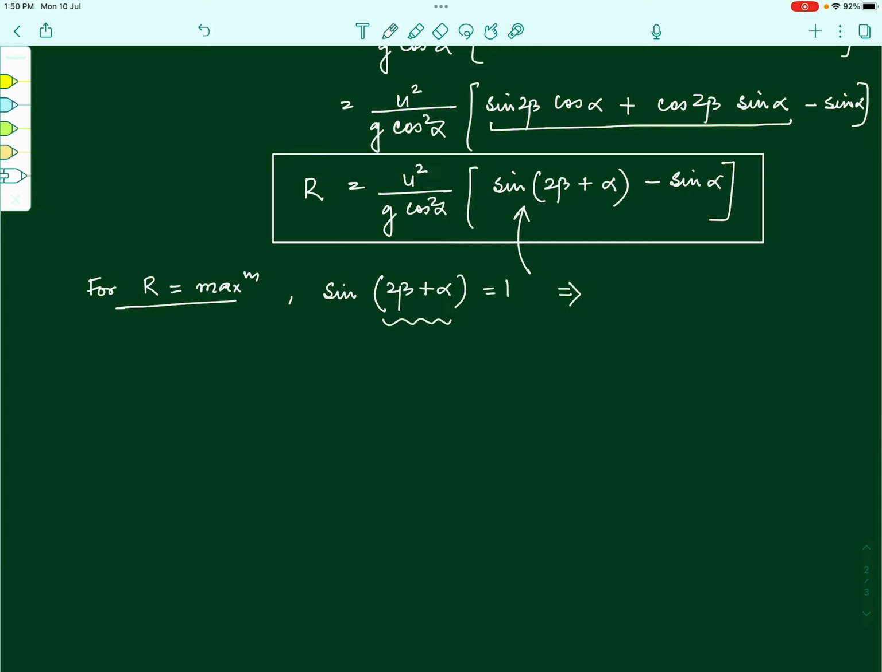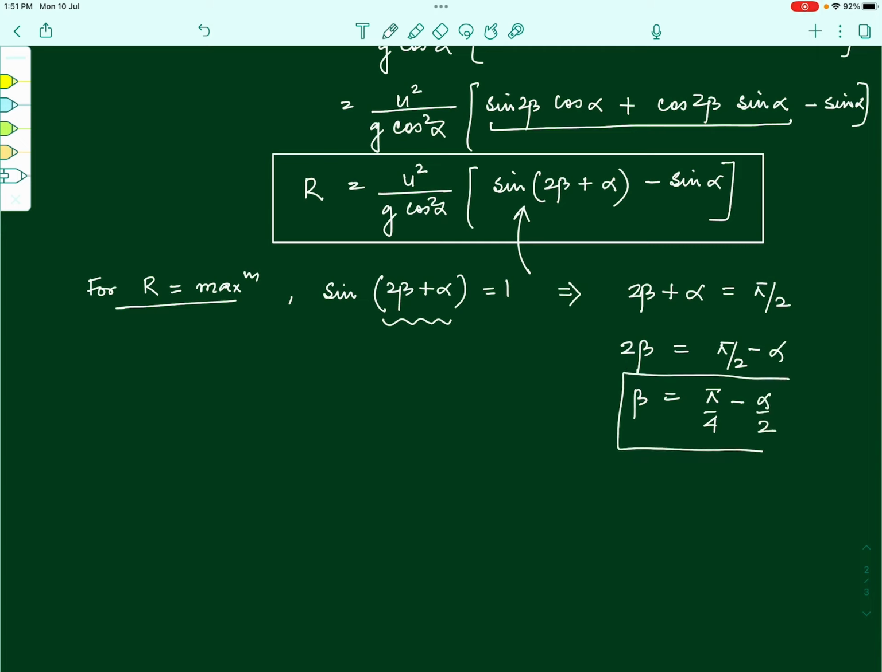So can we say 2 beta plus alpha should be equal to pi by 2, 90 degrees? And from here we can say that this implies 2 beta is equal to pi by 2 minus alpha, or beta is equal to pi by 4 minus alpha by 2. So, this is one relation for which the range of the projectile along an incline will be maximum. If we just substitute this value back here into the expression, let us see what we get for the maximum range as a result of this.